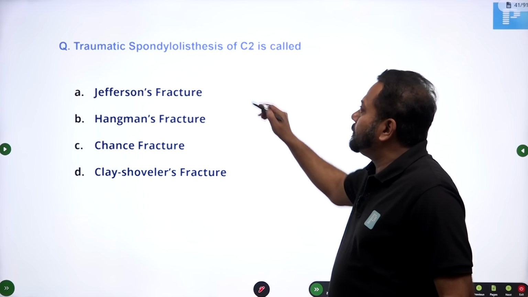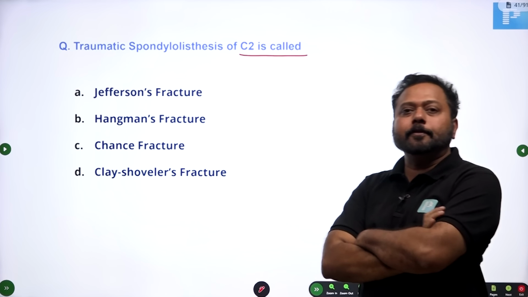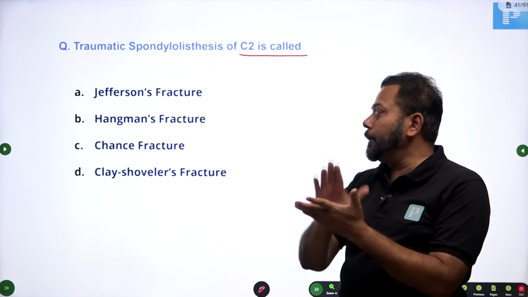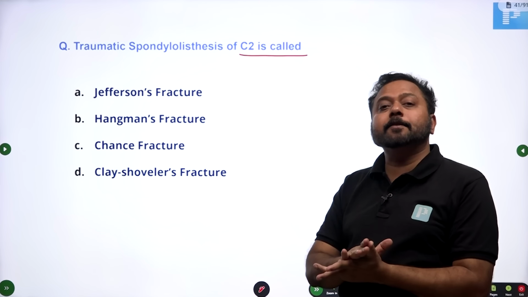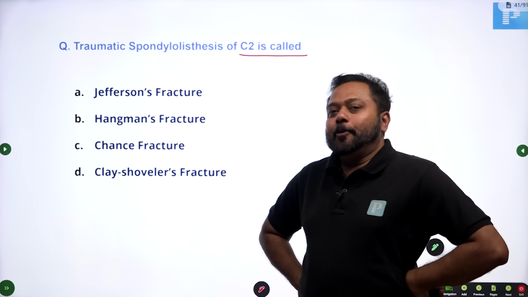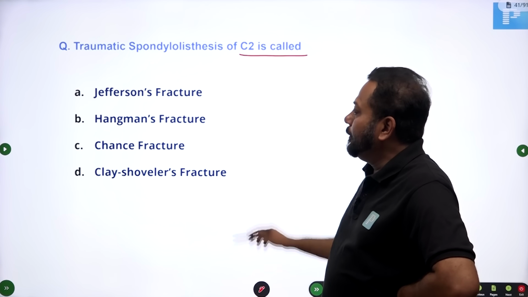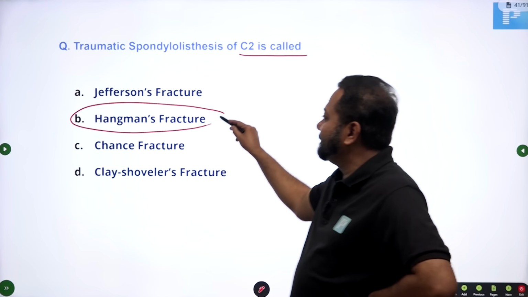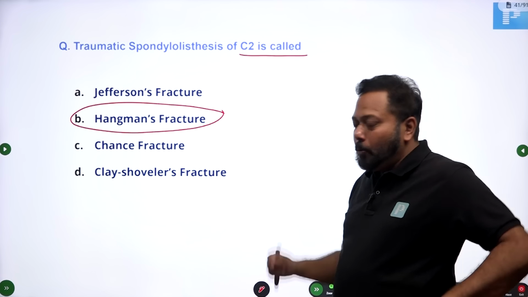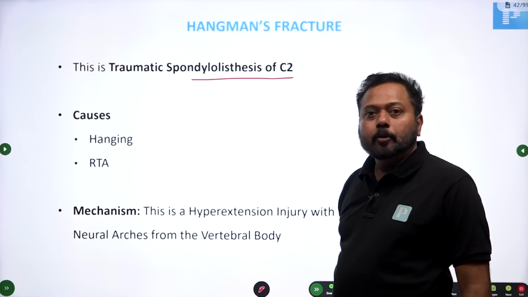Traumatic spondylolisthesis of C2 is called. Traumatic spondylolisthesis of C2, second cervical vertebra, is called Jefferson's fracture, Hangman's fracture, Chance fracture, Clay-Shoveler's fracture. By this time, you would have guessed the answer. Traumatic spondylolisthesis of C2 is called hangman's fracture. Okay, it is called hangman's fracture. Right? What is this hangman's fracture? It is traumatic spondylolisthesis of C2.